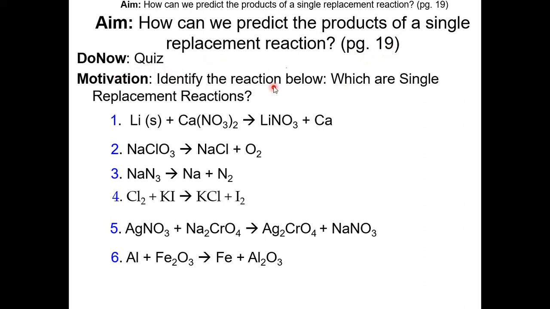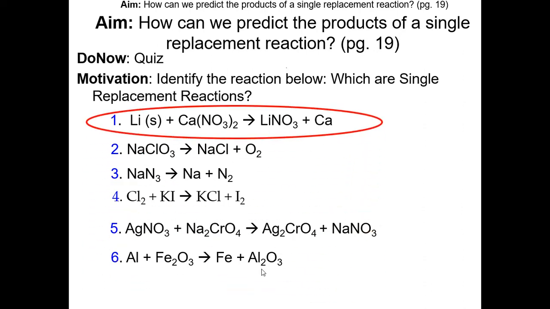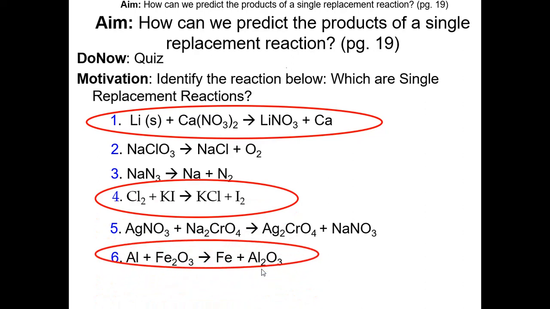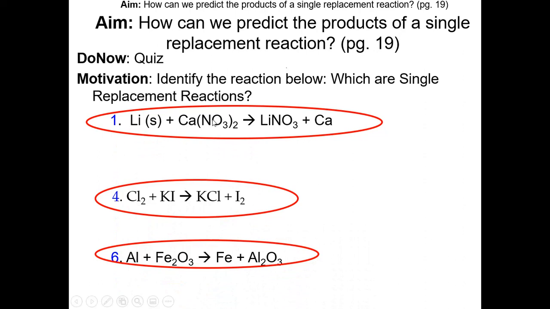Motivation: identify the reactions below which are the single replacement reactions. If you recall, single replacement reactions have the pattern element plus compound gives you element plus compound. So take a moment to identify the single replacement reactions below. Here are the answers: reaction 1, reaction 4, and reaction 6. Notice they have the pattern element plus compound gives you element plus compound. So these are the single replacement reactions.